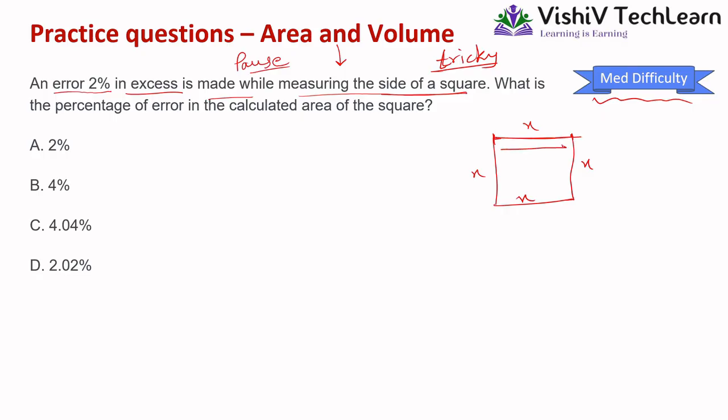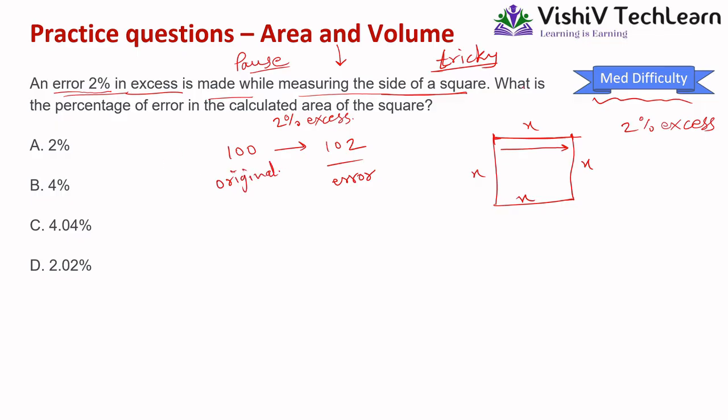Then what is happening when we are measuring this side? 2% excess we have by mistake, by error, 2% in excess we have considered it. Okay, for example, if the length of this side is 100, by mistake we have measured it as 102. This is known as 2% excess. Correct? If it is 100, then we have considered it as 102. So this is with error, in addition to error, and this is the original, the accurate, correct value.